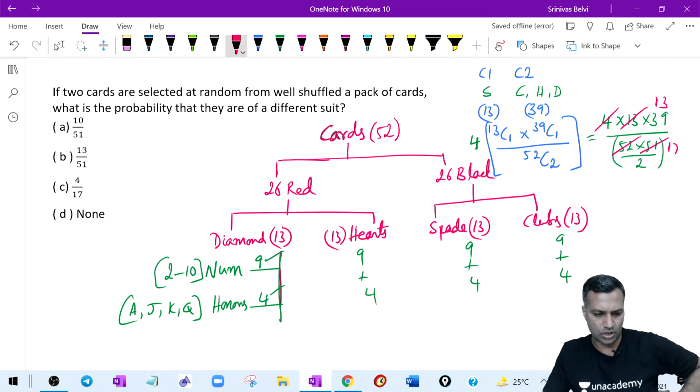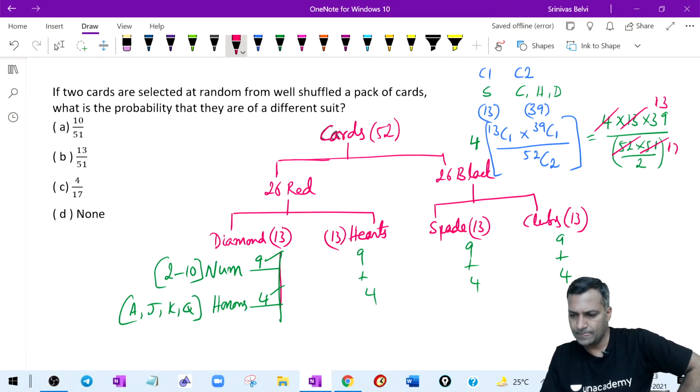Just check. Two cards are selected at random from a well shuffled pack of cards. They're of a different suit, right? This is correct, right? Other from 39, that is 1 spade. Or shouldn't I multiply this by 4? 39 by, where am I going wrong?